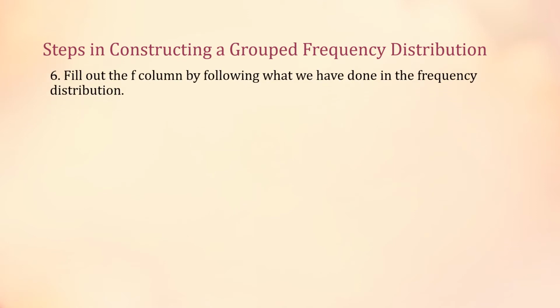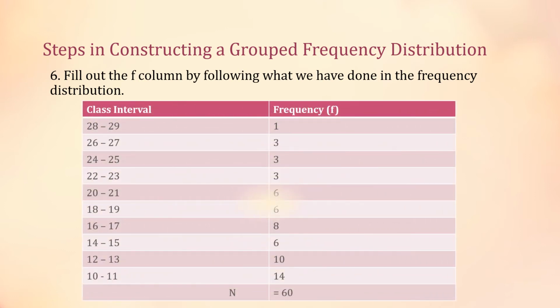Next, step number 6: fill out the F column by following what we have done in the frequency distribution. So, fill out. The frequency is 1, 3, 3, 3. The total is 6.